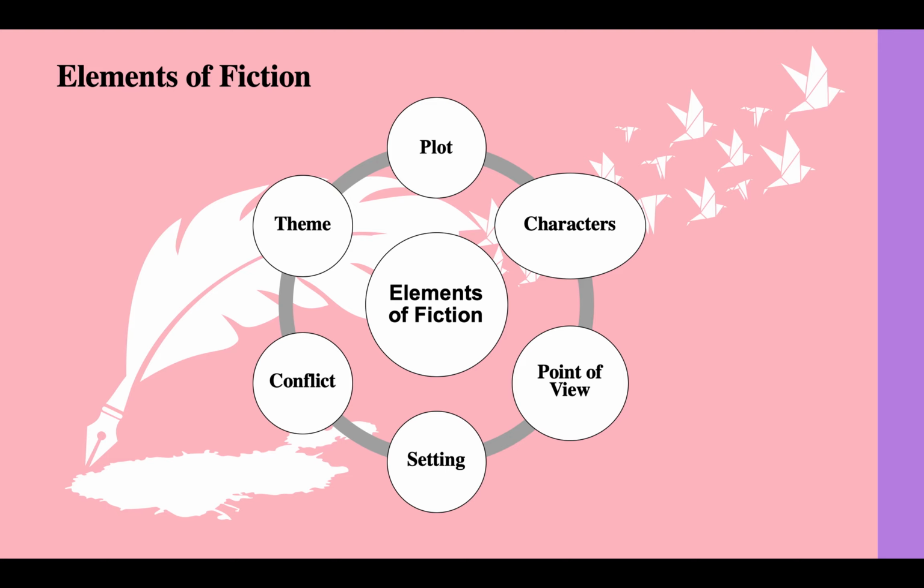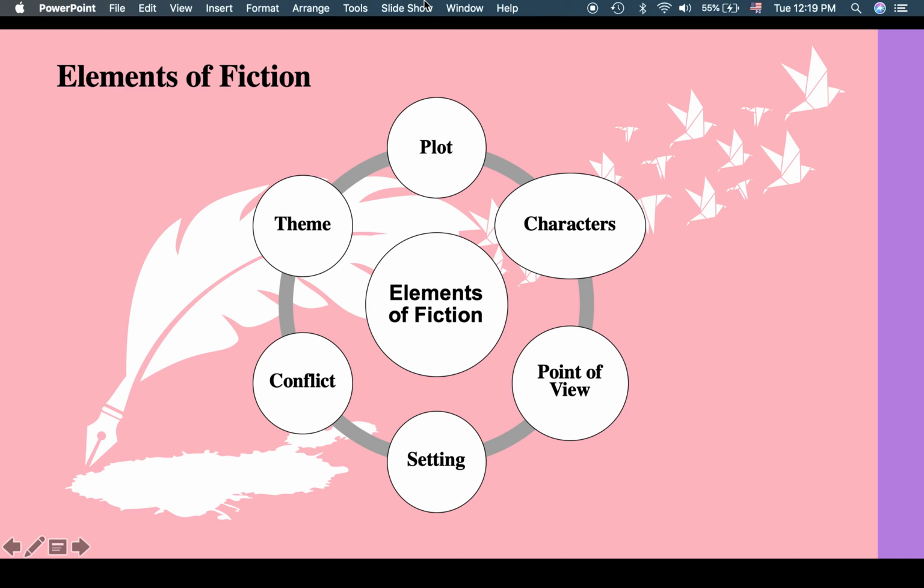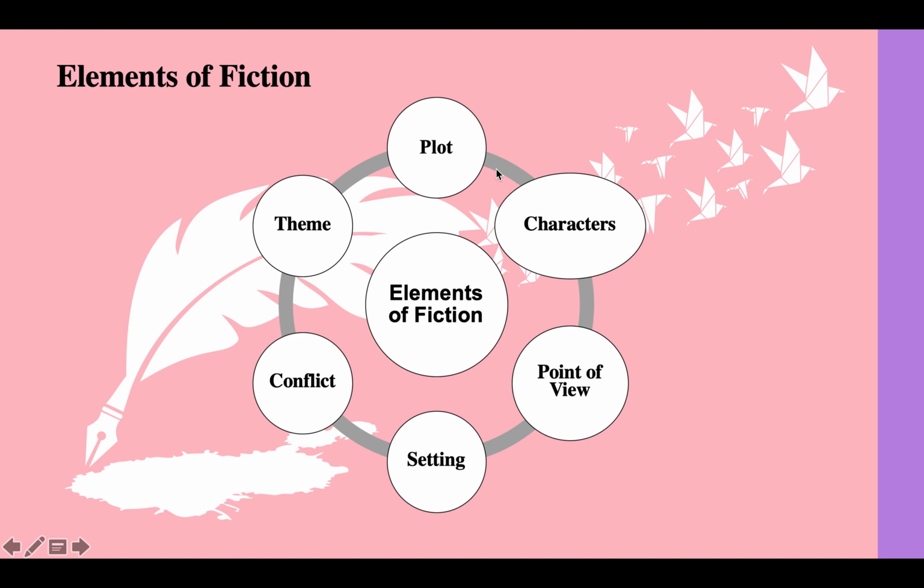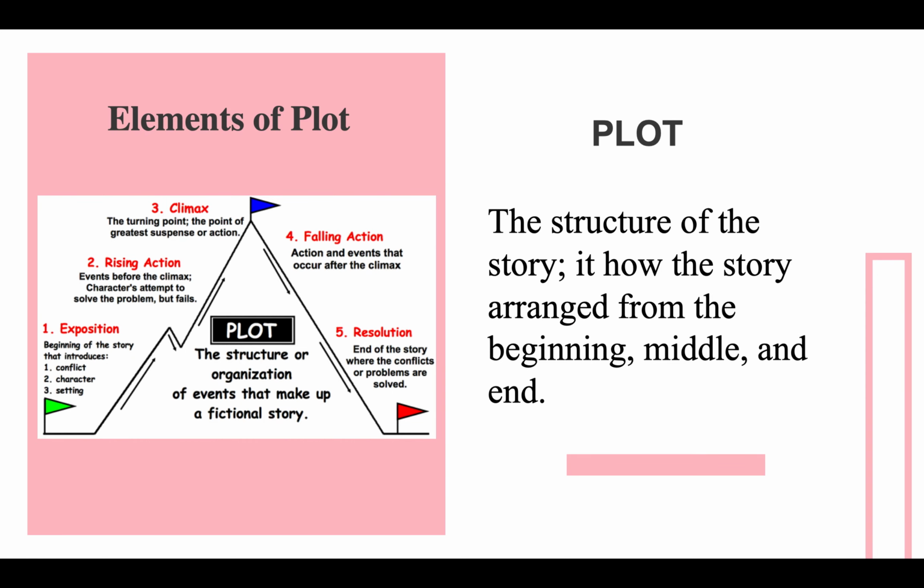I know you are familiar with this: the plot, the characters, point of view, setting, conflict, and theme. So, we're going to discuss it one by one. The first one is plot. In plot, this triangle structure is called Freytag's pyramid. The plot is a structure, how the story is arranged from the beginning, middle, and end.